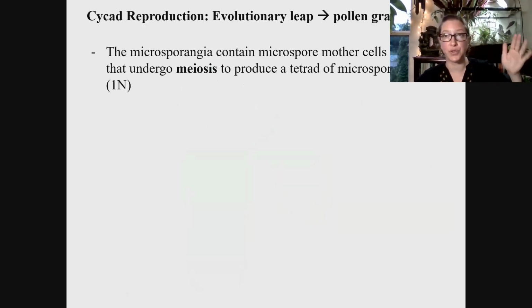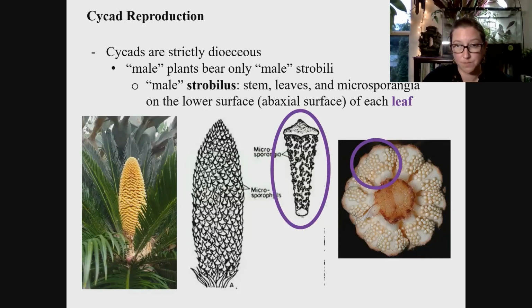In addition to the ovule and seed being a big deal in terms of the evolution of plants, the pollen grain is also a big deal in terms of the evolution of plants. So those microsporangia that we just looked at, on the bottom of these leaves, one leaf is circled in purple. A drawing of a leaf is circled in purple, and then a real one is circled in purple. On the bottom side of the leaf, all those little dots are the microsporangia.